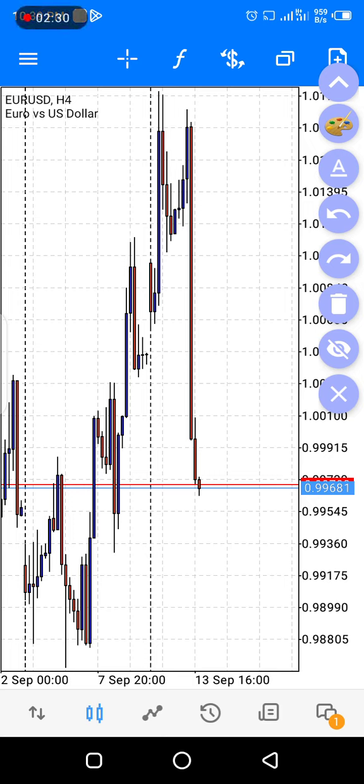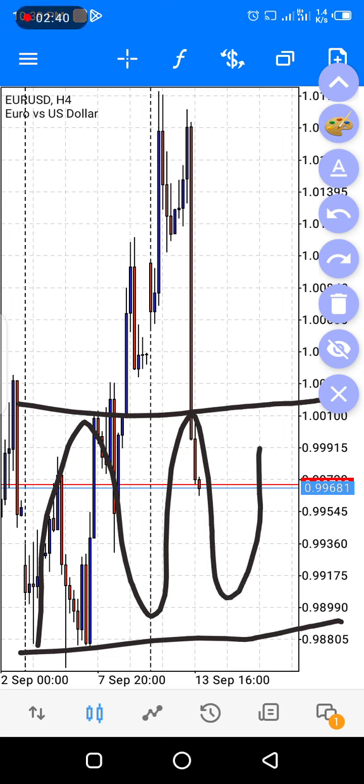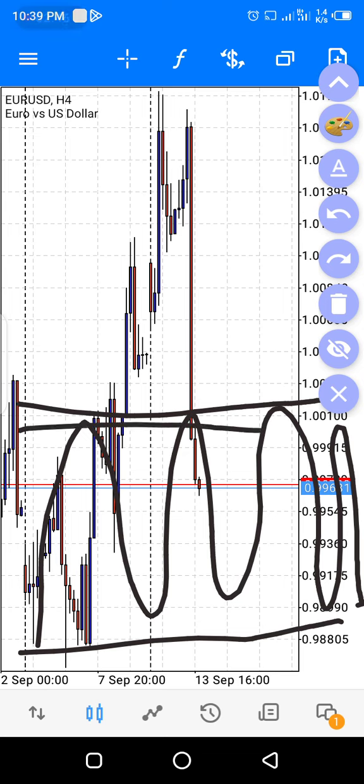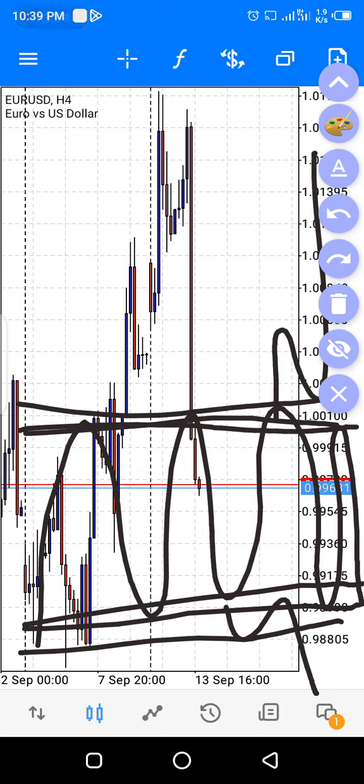Now, the third kind of movement is called a range. It's a situation whereby price is trapped in a kind of channel like this. Price is restricted to move from this region to this region, until there's a breakout, maybe through the upside or through the downside. These are the three major ways in which price or market structure moves.